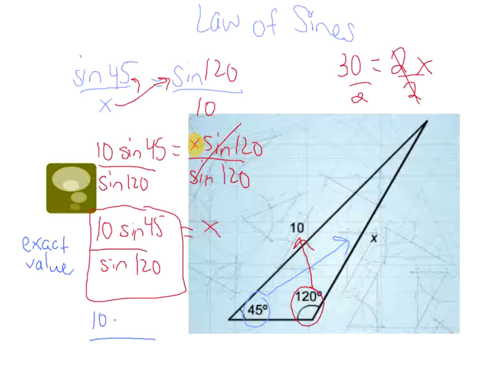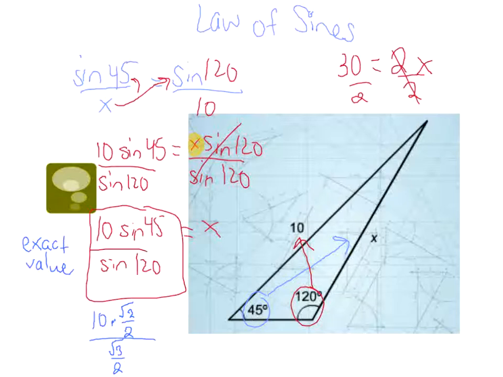Are we looking at our chart from our identities chart? Sine 45, I know I have it here somewhere. So sine 45 is root 2 over 2. How about sine 120? Use your identity chart. Check out what is sine 120. Sine 120 is root 3 over 2. So again, you guys do not have to have those memorized. You can just use that chart.